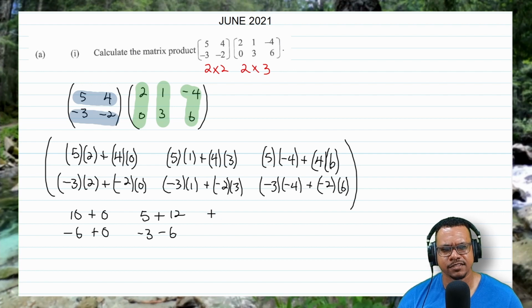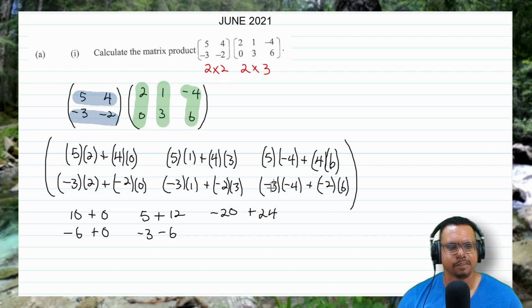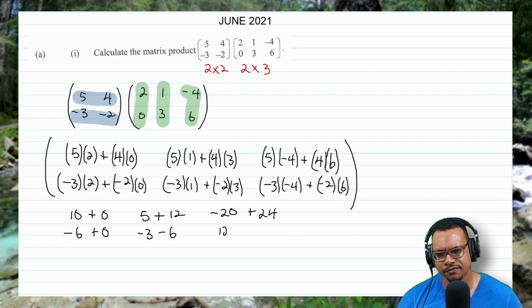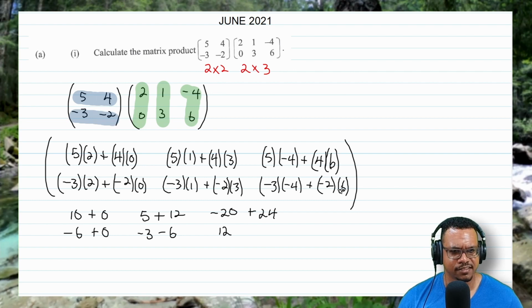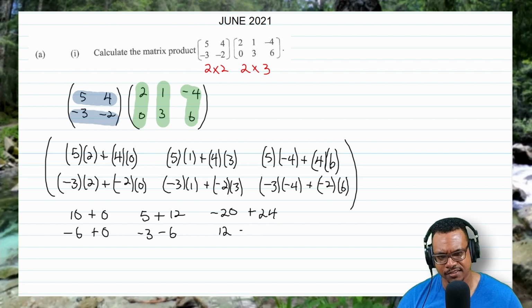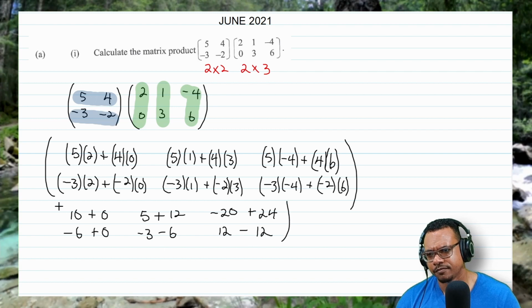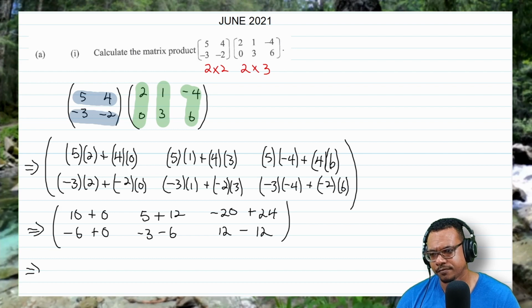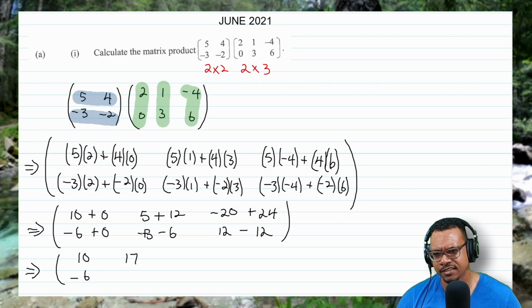5 by negative 4 is negative 20, 6 4s are 24, negative 3 by negative 4 is positive 12, and negative 2 by 6 is negative 12, and you're going to add negative 12, so that's just take away 12. Okay, let's put an imply sign here. All right, so 10 plus 0 is 10, negative 6 plus 0 is negative 6, 5 plus 12 is 17, negative 3 take away 6 is negative 9, and negative 20 plus 24 is positive 4, and 12 take away 12 is 0.